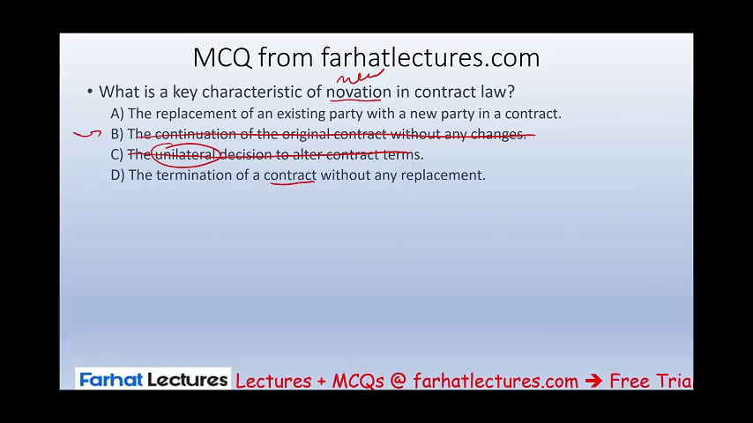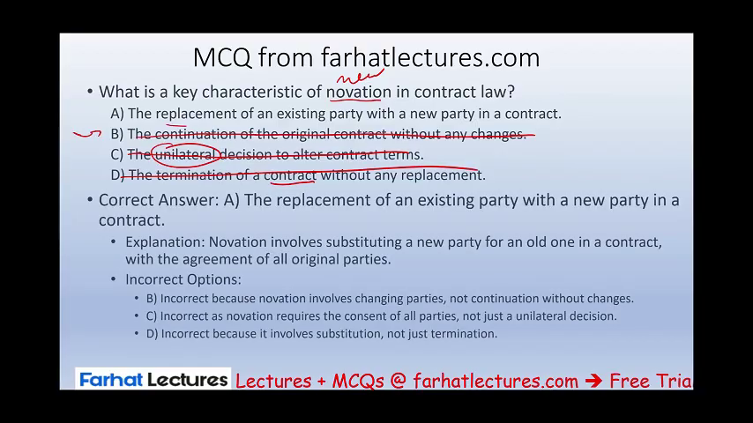D, the termination of a contract without any replacement. On the contrary, novation is the replacement of an existing party in the contract. D is out.